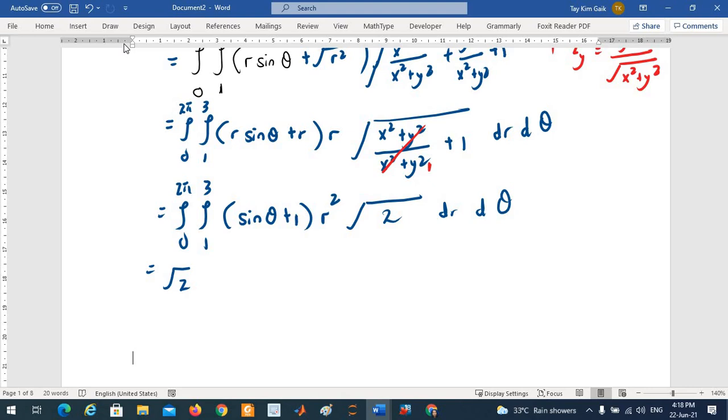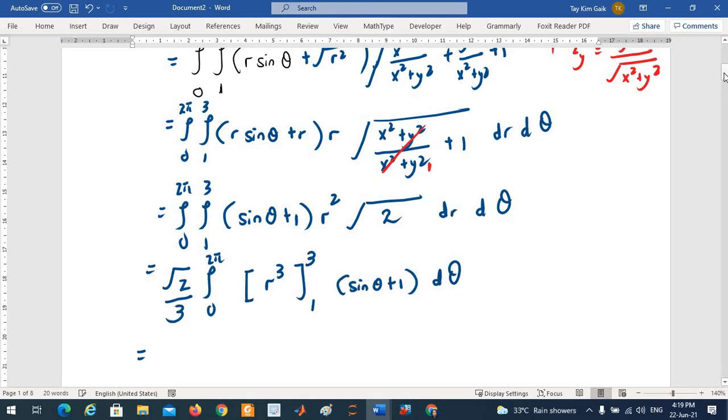After factoring out root 2, integrate r squared with respect to r, where sin theta plus 1 is constant. But don't factor it out, because later on we are going to integrate with respect to theta. So you factor out root 2, 0 to 2 pi, integrate r squared, we have r cubed divided by 3, which is constant and factored outside, so r from 1 to 3. Sin theta plus 1, I put it next to d theta because we are going to integrate it with respect to theta later on. Now plug in the limits for r.